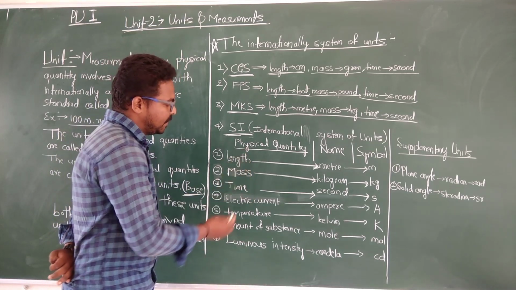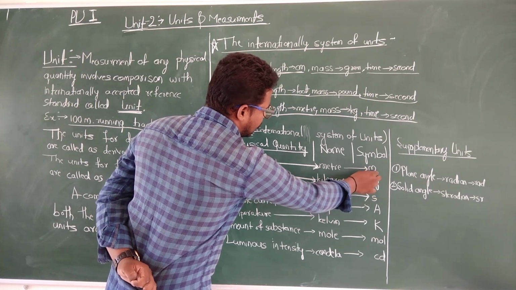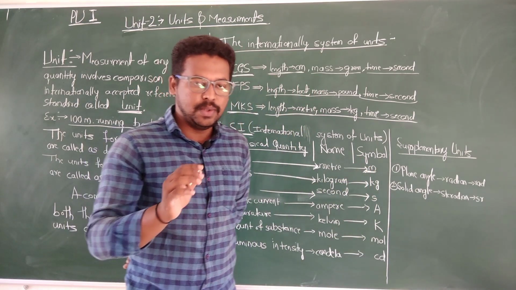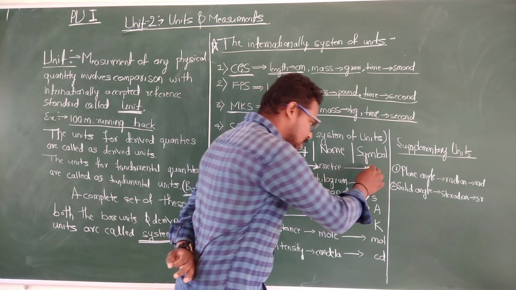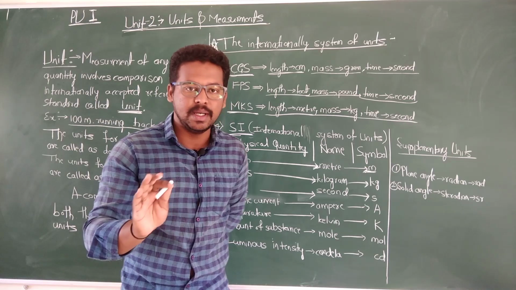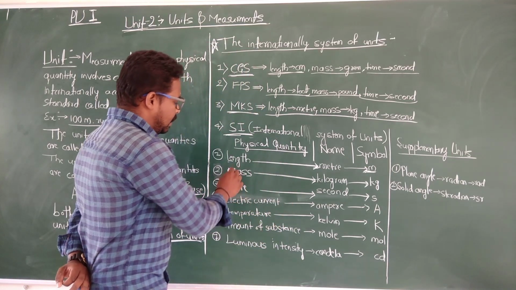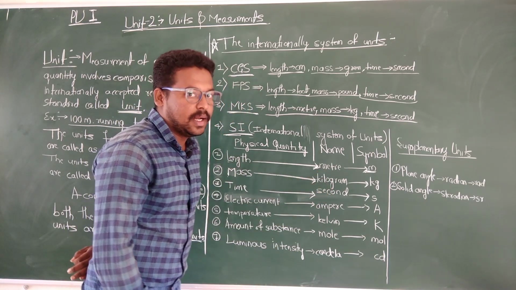So length is measured in meter. The symbol is m. Remember this one, don't write capital M. The symbol for meter is small m. This is very important to keep in mind, what are the small letters and what are the capital letters. Then mass is measured in kilogram, kg.